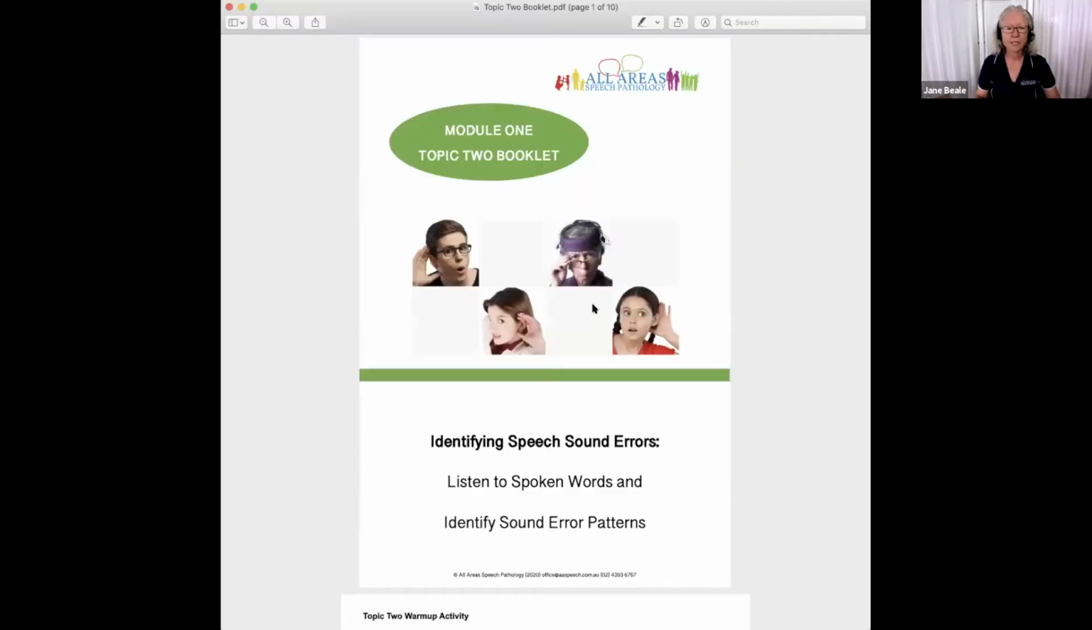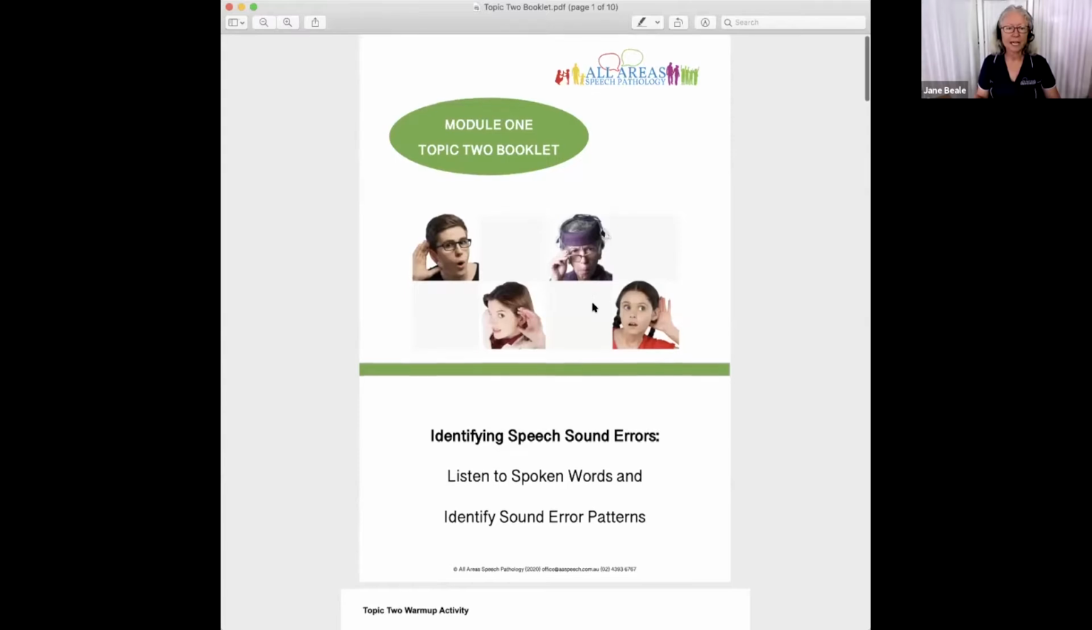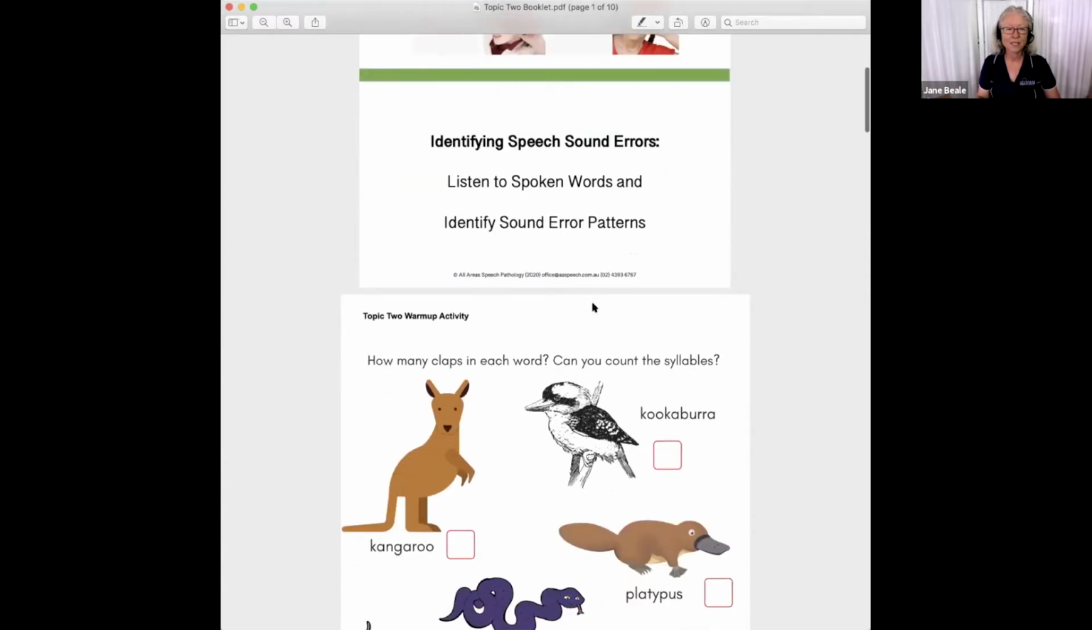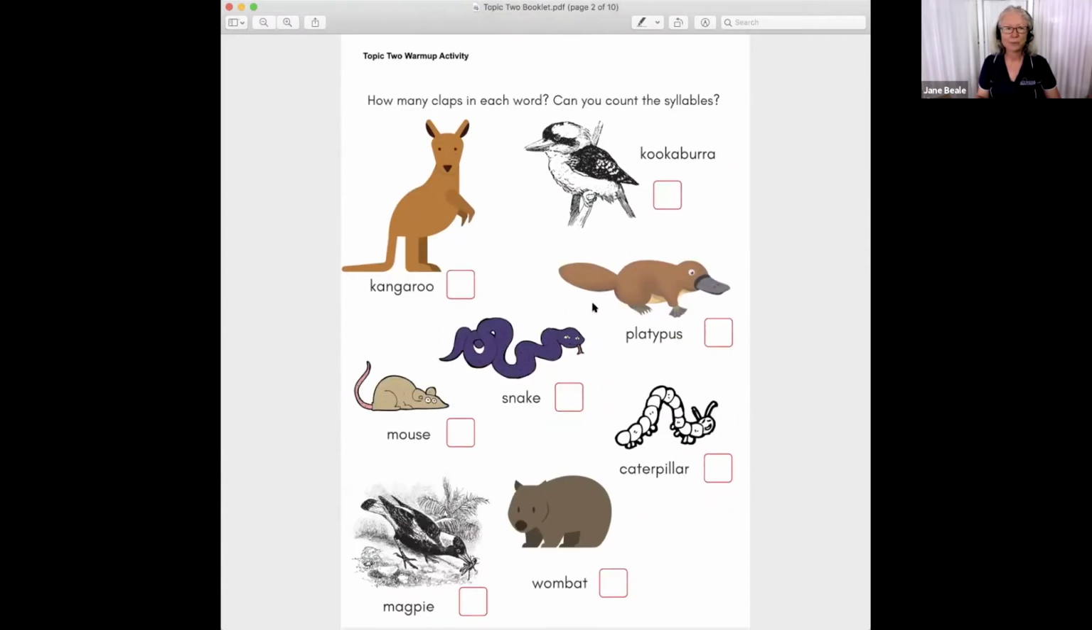Okay, but we'll just have a look at what's in the topic 2 booklet, and then we'll get started. So we're looking at identifying speech sound errors and listening to spoken words and identifying sound error patterns. And on the video that you might have watched already, that was item 2, you would have seen there were some speech sound errors towards the end of the video, and I got you listening out for them. We're going to have a warm-up activity in a moment about syllables.